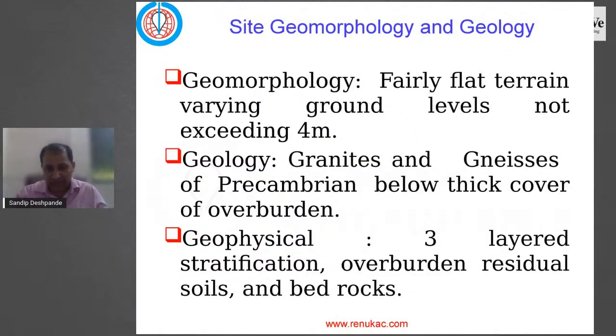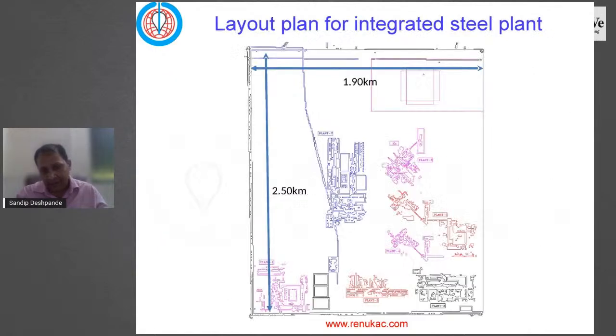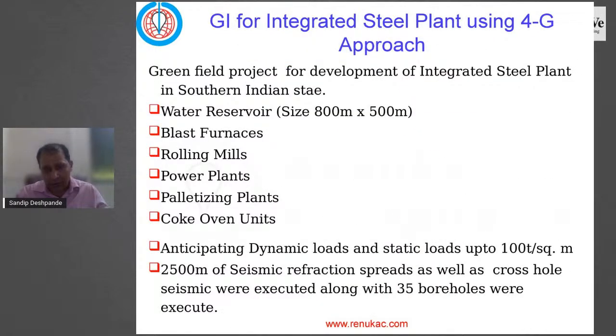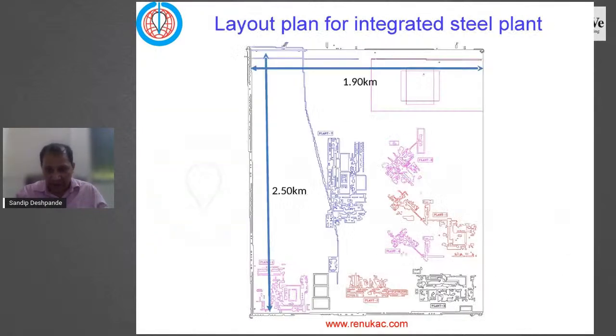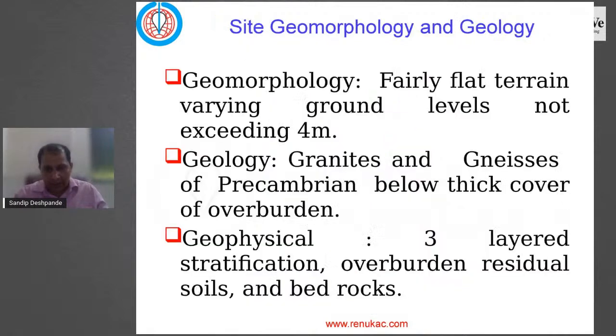So some of the case studies where we had utilized all the 3Gs. It was for a steel plant where extensive boreholes were planned, and we completed the investigations. It was a large plot of about 1.9 by 2.5 kilometers with different facilities located at different places. And based on these investigations, we were able to significantly understand the stratifications encountered.